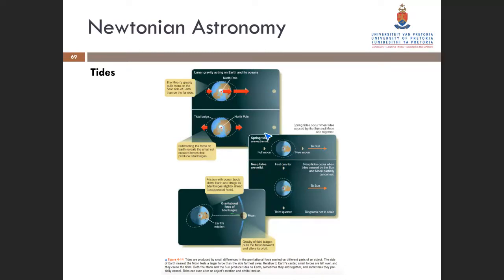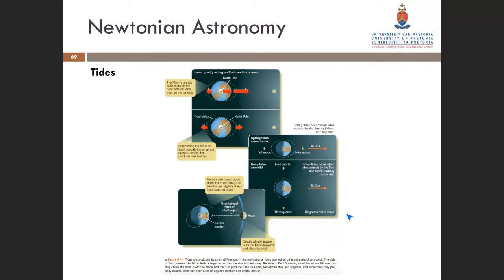Here, because the moon is on that side, we'll have a tidal bulge on that side and a tidal bulge on this side. Friction with the ocean beds slows Earth and drags its tidal bulges slightly ahead, so this will shift a little bit due to the rotation of Earth. Tides are produced by small differences in the gravitational force exerted on different parts of an object. The side of Earth nearest to the moon feels a larger force than the side furthest away. Relative to Earth's center, small forces are left over and they cause the tides.